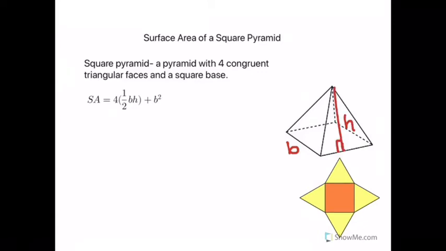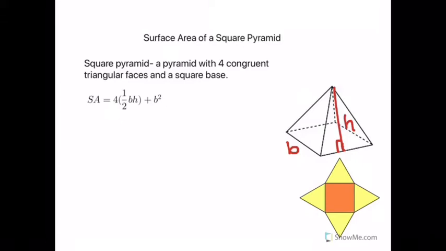So there it is drawn into your square pyramid. It's called the slant height, from this top vertex of the square pyramid all the way down to where it hits perpendicular with the base.